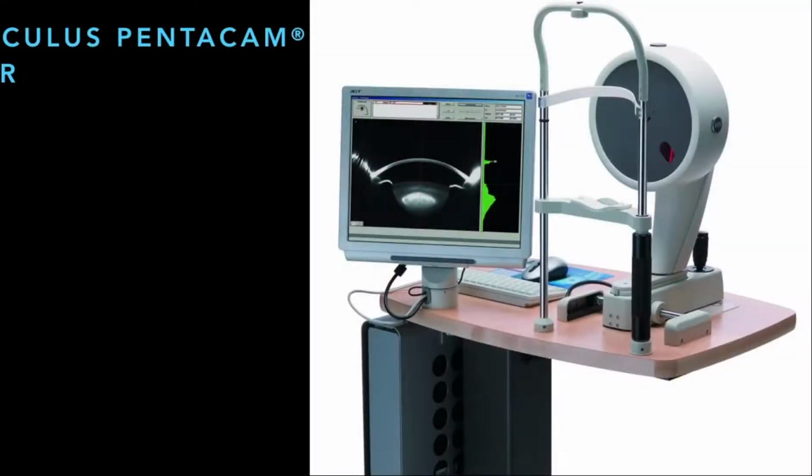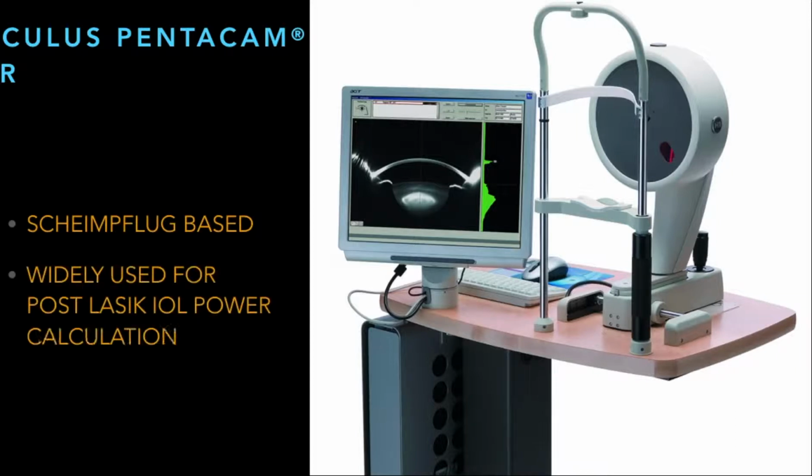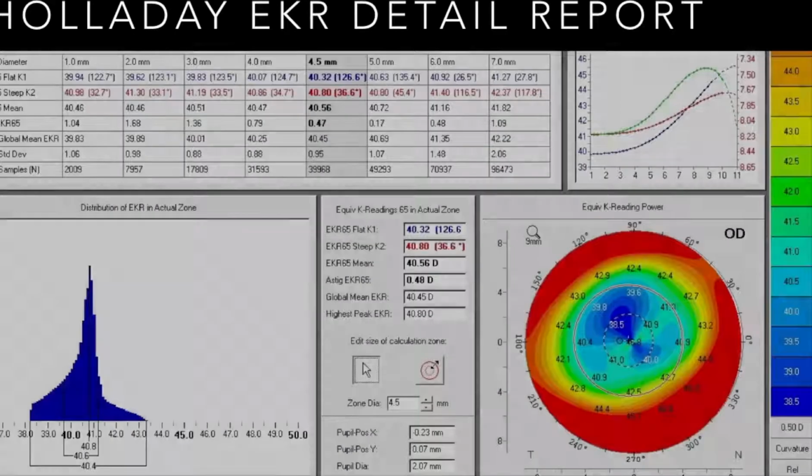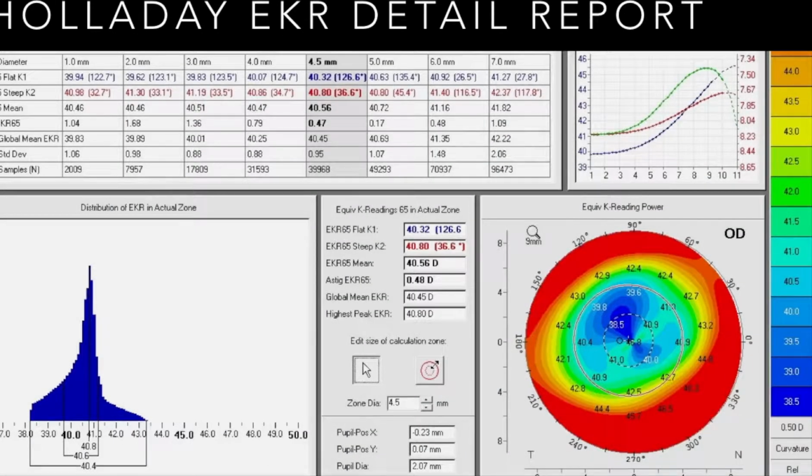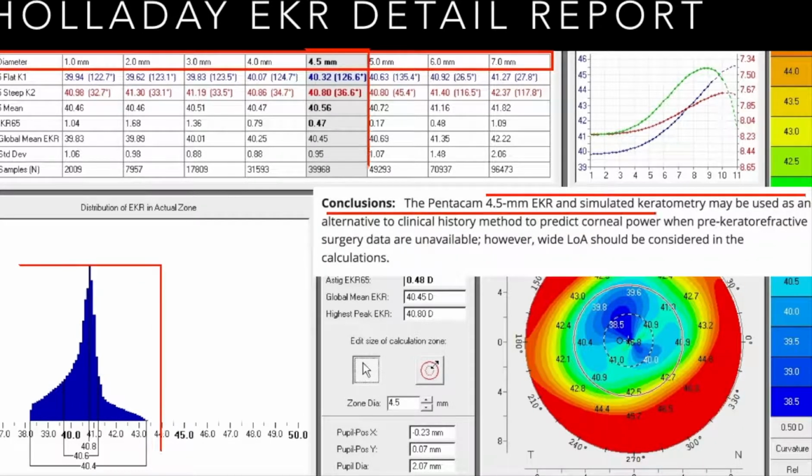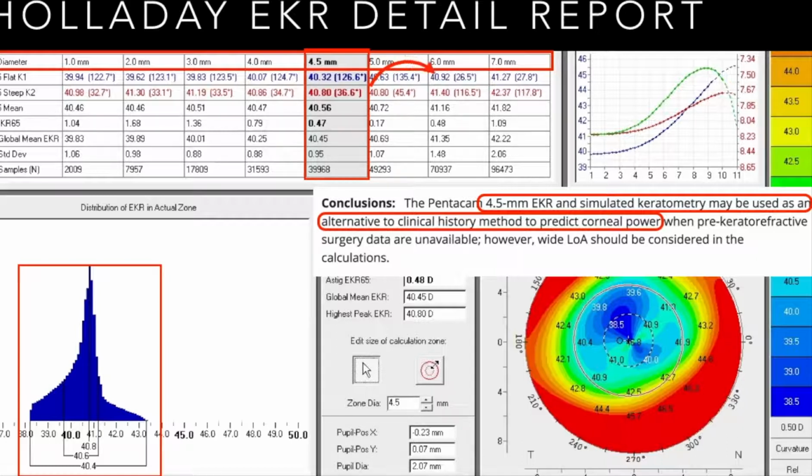The Pentacam HR, a Scheimpflug image-based tomography system, is widely used for post-LASIK IOL calculations. Its detailed Holladay report furnishes the equivalent keratometry readings, which provide an estimation of the pre-operative simulated keratometry readings for different corneal zones. The 4.5 mm EKR zone, which has been shown to have a high correlation with the central corneal power calculated by the clinical history method, has been recommended to be used with the Holladay 2 formula.